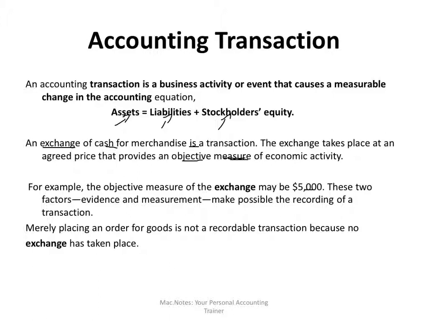These two factors are in play: evidence and measurement. The exchange makes possible the recording. Merely placing an order for goods is not a transaction. So a transaction is something that has had to happen, and there has been an exchange.